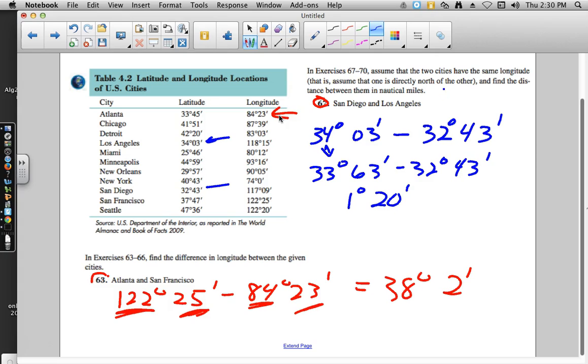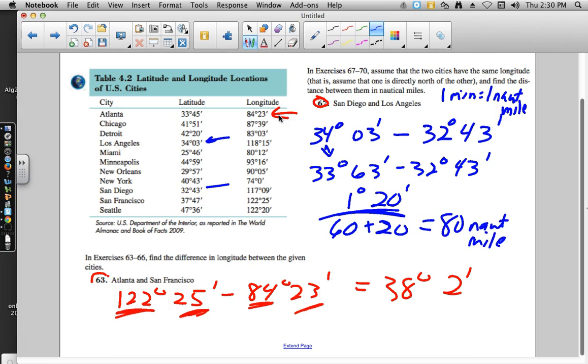Now remember, 1 minute equals 1 nautical mile. So if we can just figure out how many minutes we're talking about here, we know how many nautical miles. Well, 1 degree is 60 minutes, and we have 20 extra minutes, so that is 80 nautical miles.